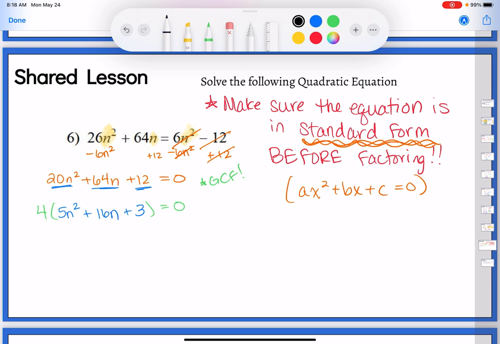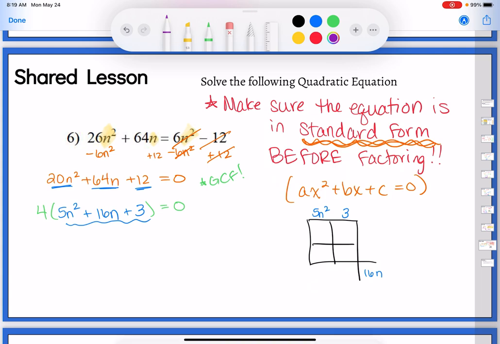All right. Now let's see. I'm going to have to use a factor box on this one. Especially when I have that term in front of the n squared, that's tricky. So I'm going to put the 5n squared here. Now make sure that you're just doing this trinomial, right? Ignore the GCF factor. You could divide both sides by that GCF if you want to, since there's no n in the GCF, but I'll leave it there for now. Positive 3, and it's got to add up to 16n.